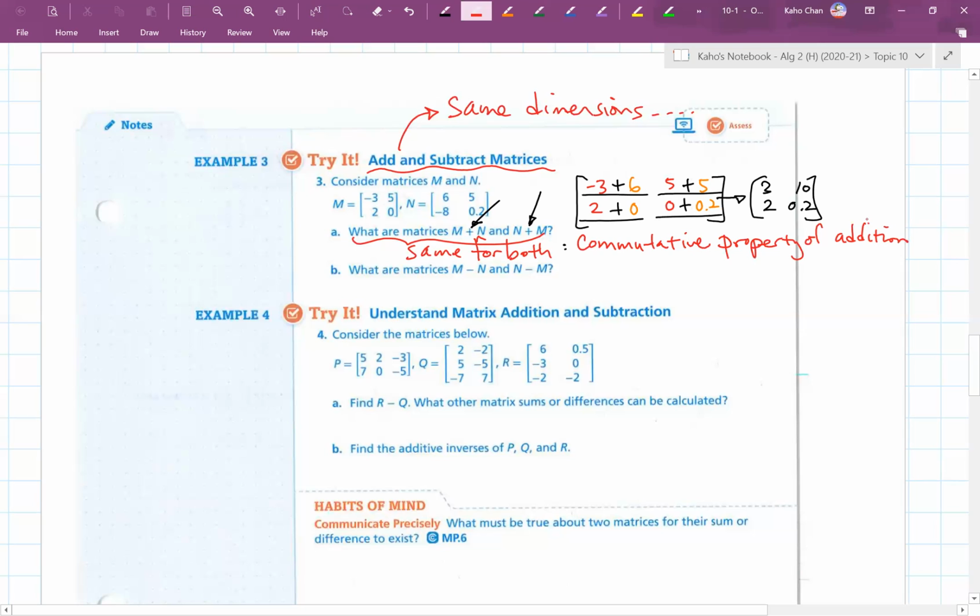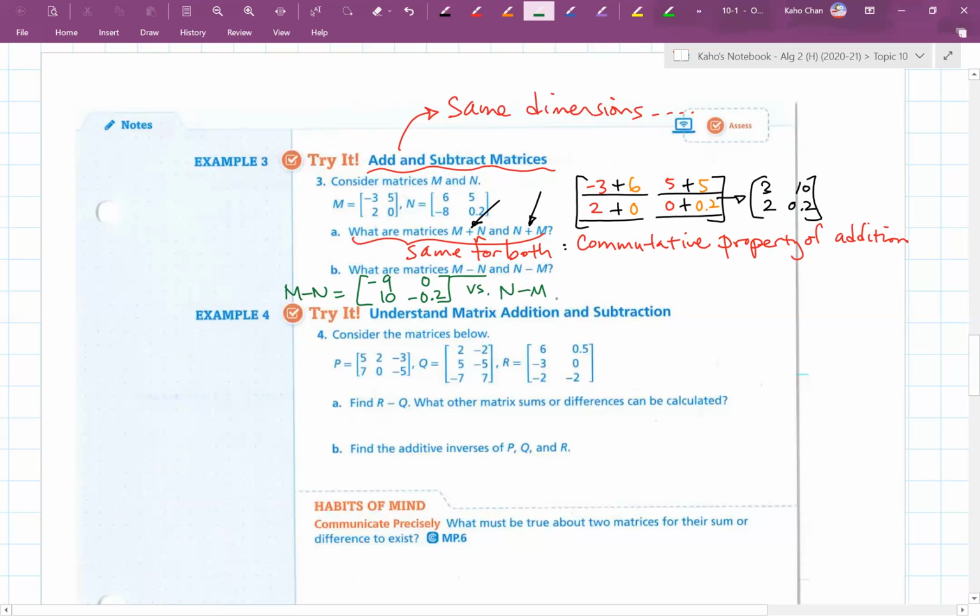Ooh, what happens if you try to subtract them in different order? Let's take a look and do that mentally in our head. Let's do M minus N first. It's a little tight on space, I apologize. But let's do some mental math here. Row 1, column 1, here we go. -3 minus 6 is -9. 5 minus 5 is 0. 2 minus -8 is 10, because 2 negatives become a positive. And 0 minus 0.2 is -0.2.